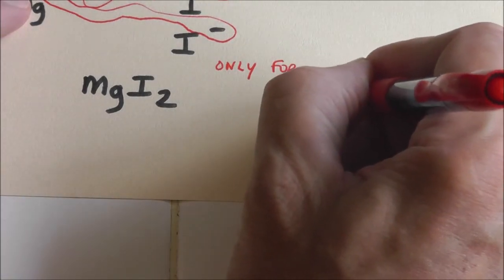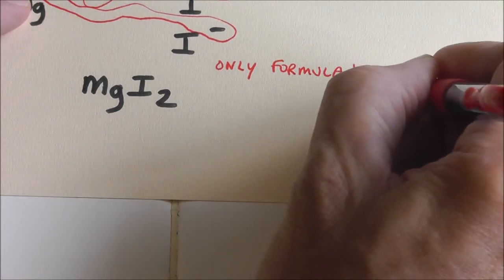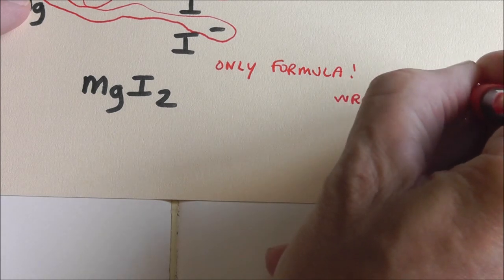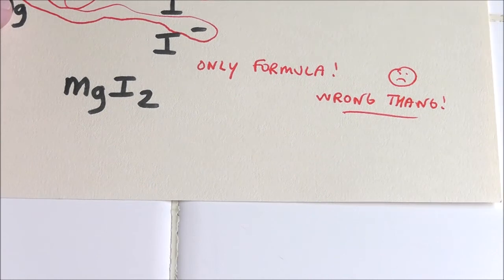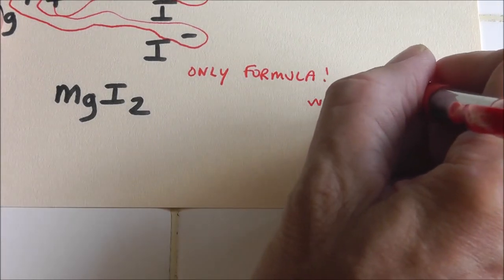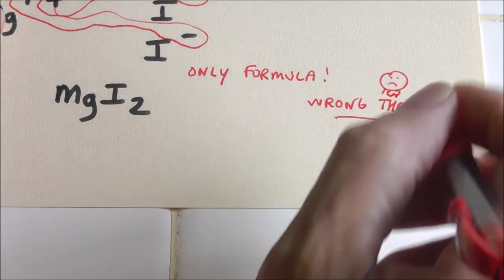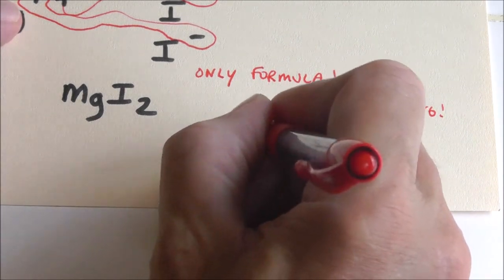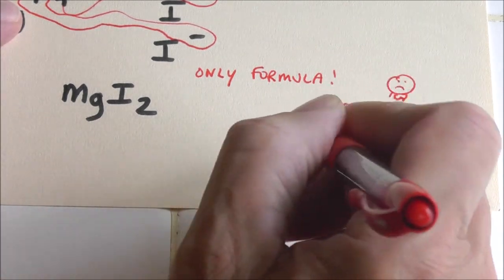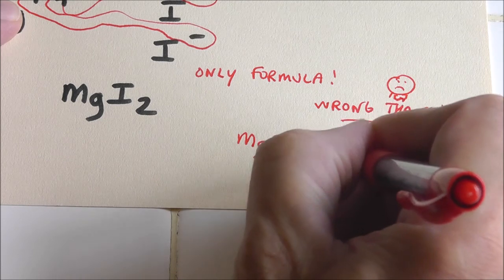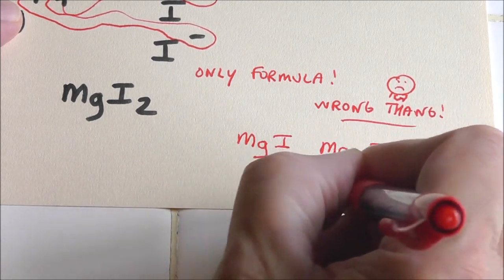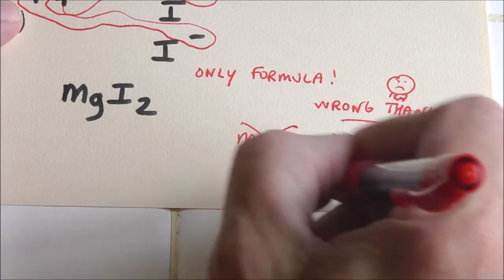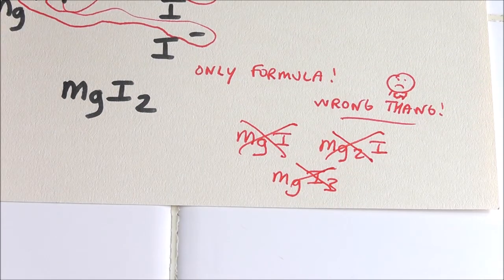So here we are over here. This is the wrong thing. Make it a frowny face with a goiter. Sorry. Okay. And that is that there is no MgI, there is no Mg2I, there is no MgI3, ain't none of that. If there is something like that, it ain't stable, doesn't obey the octet rule, doesn't happen.